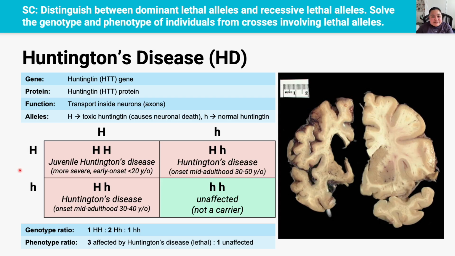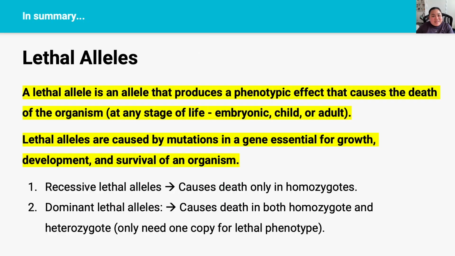I found it really difficult to find other examples of dominant lethal alleles because they're very rare and alleles tend to disappear from populations really quickly. The only way for dominant lethal alleles to persist or hang around in populations is if the dominant lethal allele only shows up later in life and causes death after a reproductive age, like what we see here in Huntington's disease.